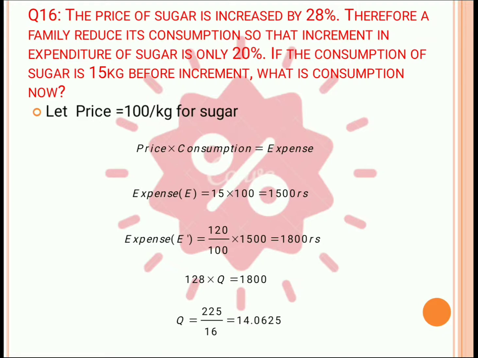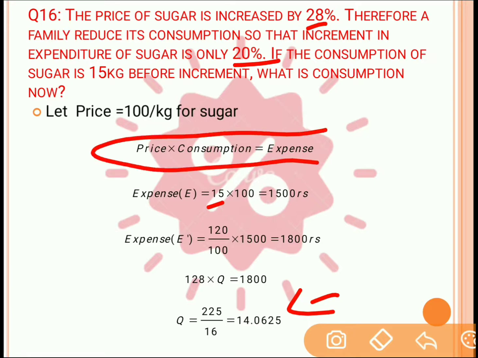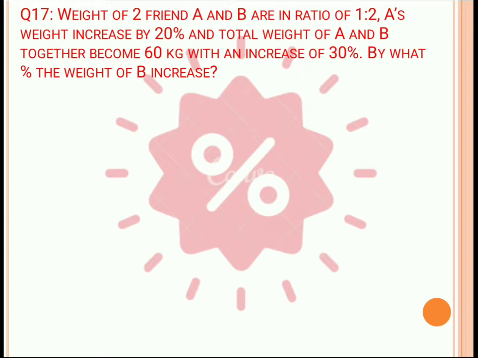225 by 16, which is nothing but 14.0625 kg. So you can say that initially the consumption was 15 kg, but as the price has increased by 28% and the expenditure has been controlled to increase by 20%, then the new consumption is 14.0625 kg. So this is how from this formula you can solve price into consumption type of problem. Now let's move to the next problem.